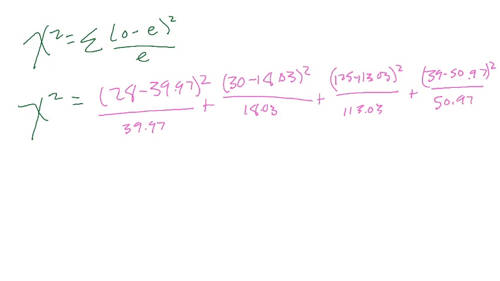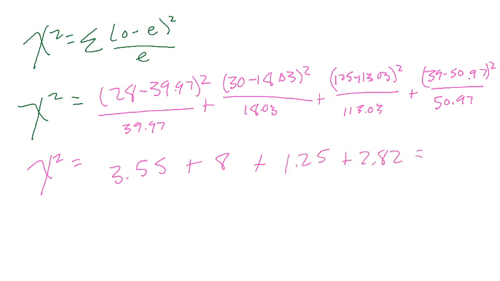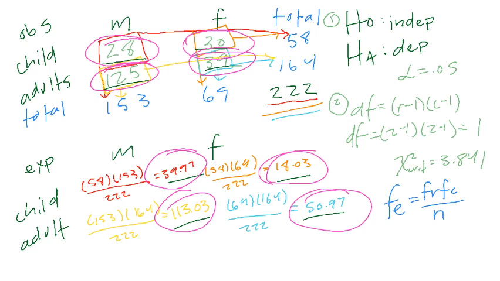Okay, so a lot of work to get here, right? But now we're here and we're just running this like we would a normal chi-squared statistic. So what do we get? We get values like 3.55 plus 8 plus 1.25 plus 2.82. We get a value of 15.62. All right, chi-squared value of 15.62.